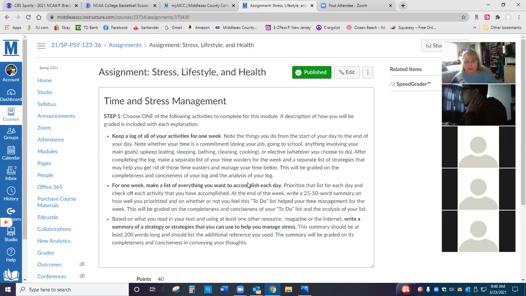So just to review, option number 1 is to log all your activities and categorize it in the list. Option number 2 is to every day start off with what you would like to accomplish for the day, check off, and then write a summary about priorities and time management. Option number 3, writing a 200-word summary using a second resource. You still have to use what you read in the text, but then add another resource and talk about strategies that you can use to manage stress. Questions?